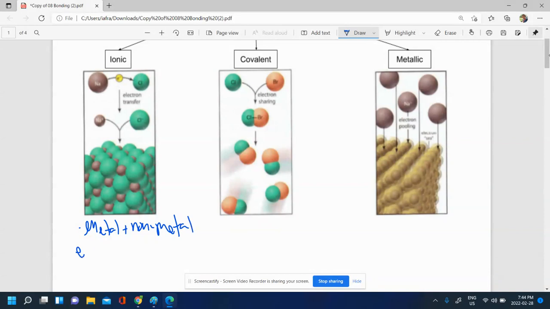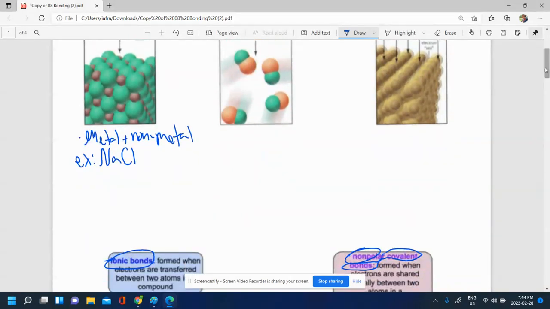And so a great example of that is the bond between sodium and chlorine in sodium chloride. Basically, your sodium loses an electron to the chlorine, and you get a charged sodium ion and a charged chloride ion with opposite charges, and they're attracted to each other because they have opposite charges. This is the ionic bond, and it's the result of electron transfer.